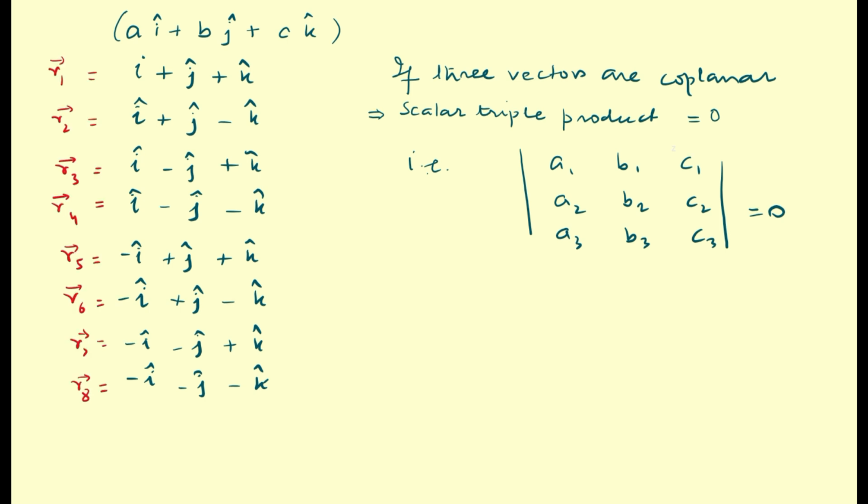Now here we recognize 4 pairs of vectors which are negatives of each other. For example, R1 is negative of R8, R7 is negative of R2, R6 is negative of R3, and R5 is negative of R4.